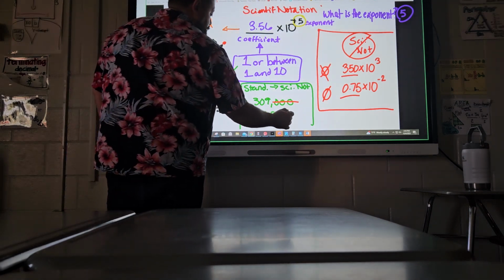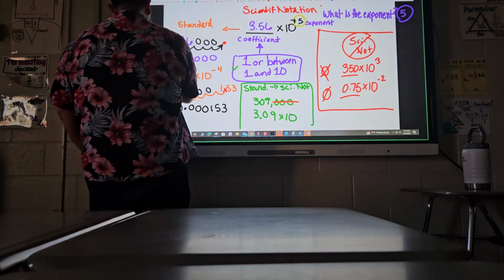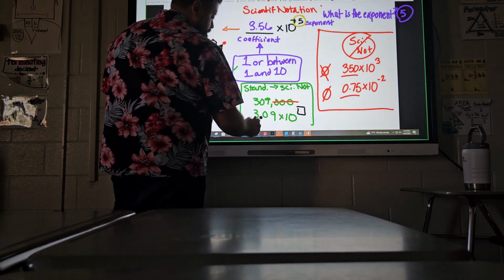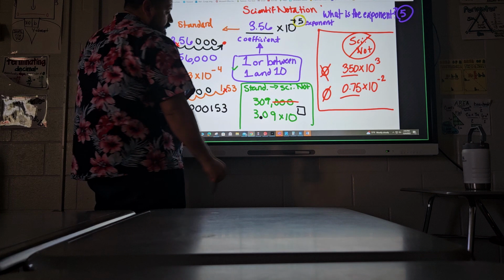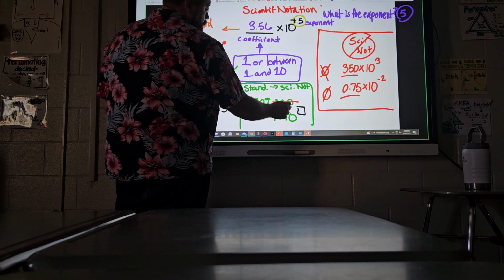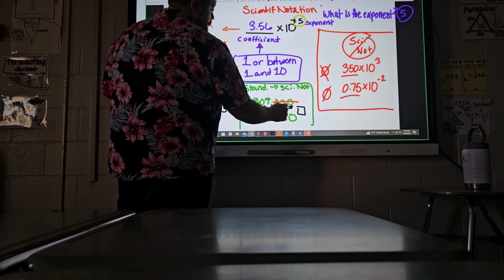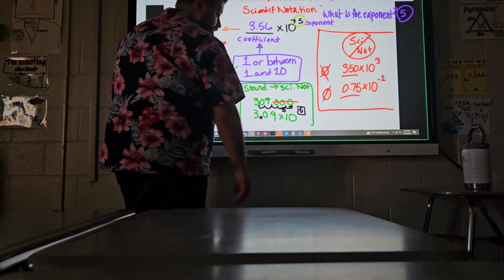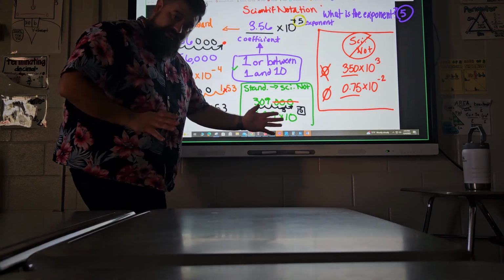You're going to put times 10. Now, how do we find the exponent? This number right here. Since the decimal is going to be right there, we're going to count from here. 1, 2, 3, 4, 5. So the 5 spaces that I moved is going to go right there. And that is your scientific notation.